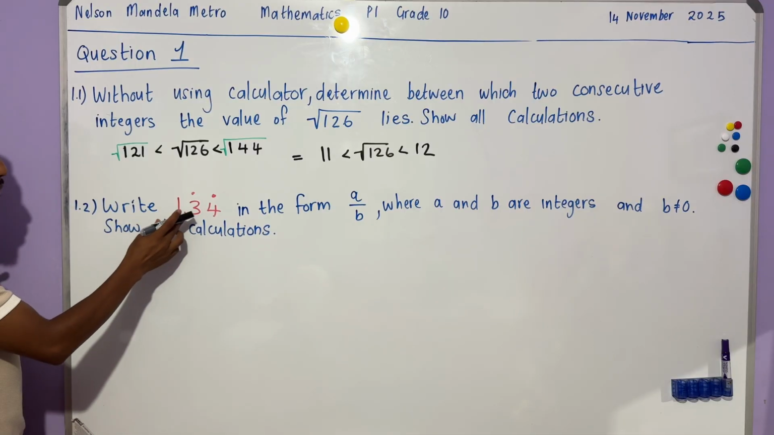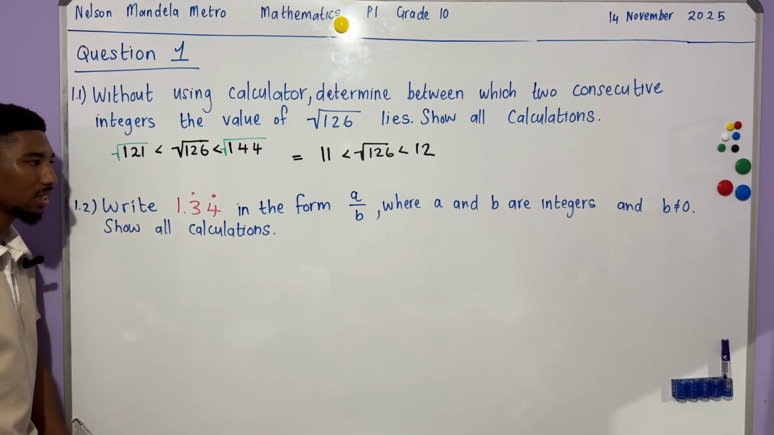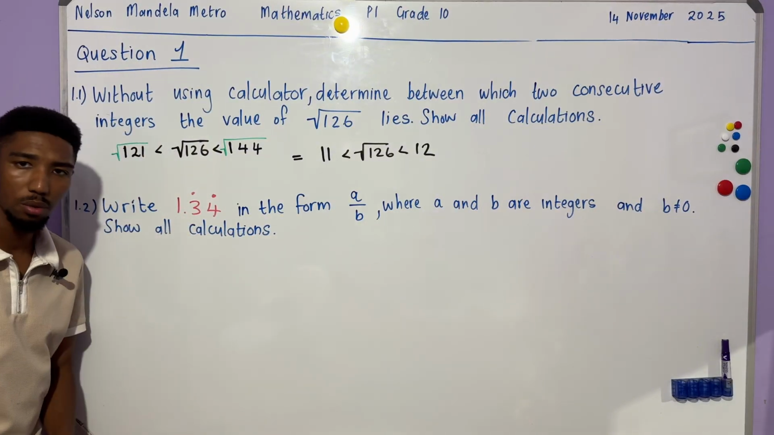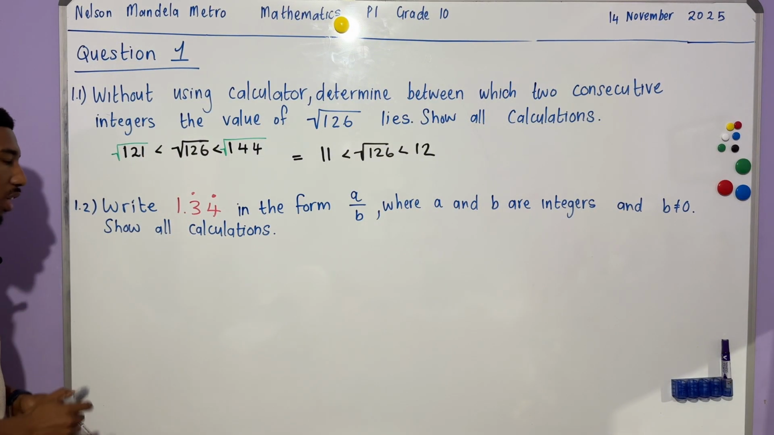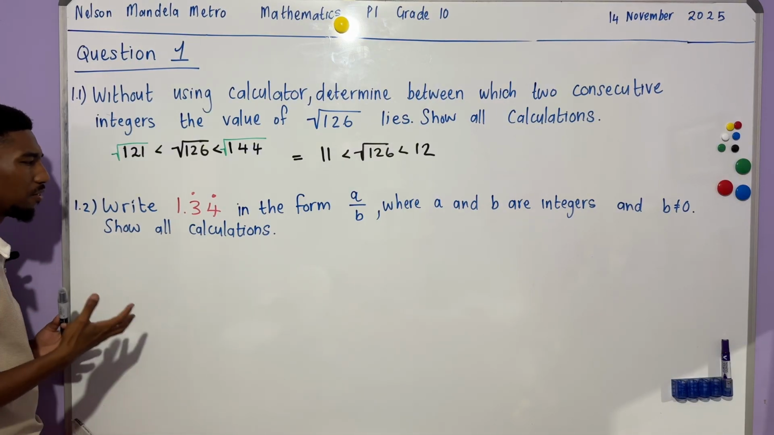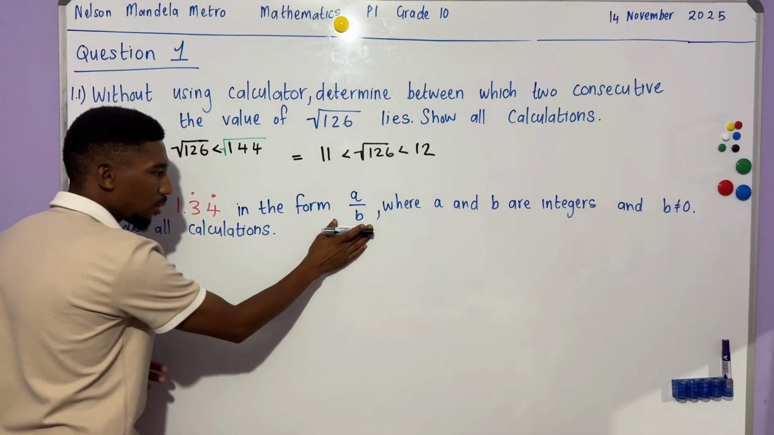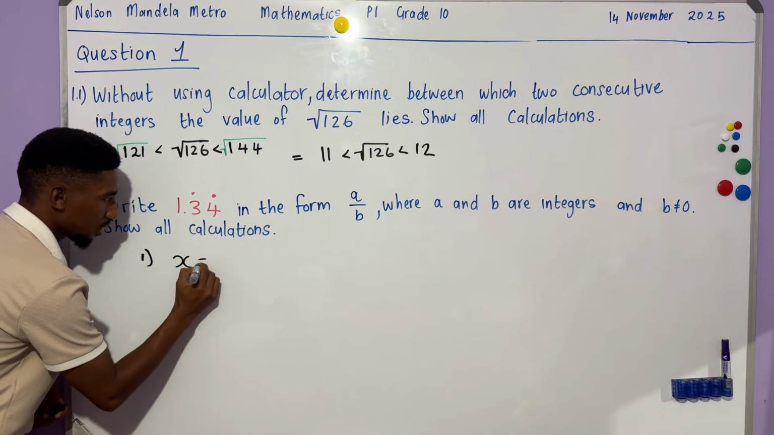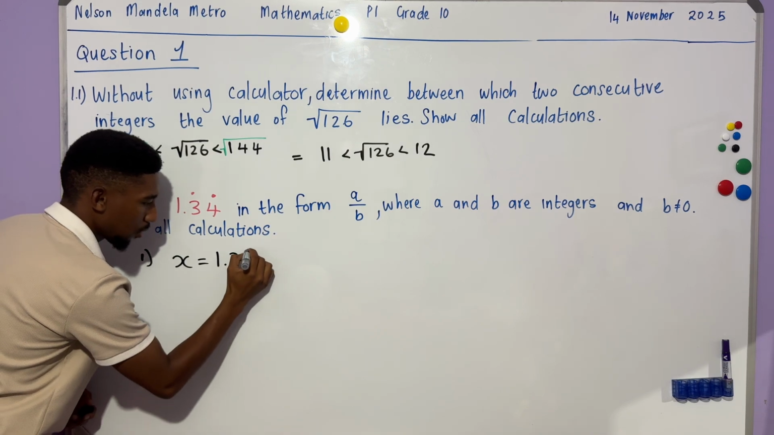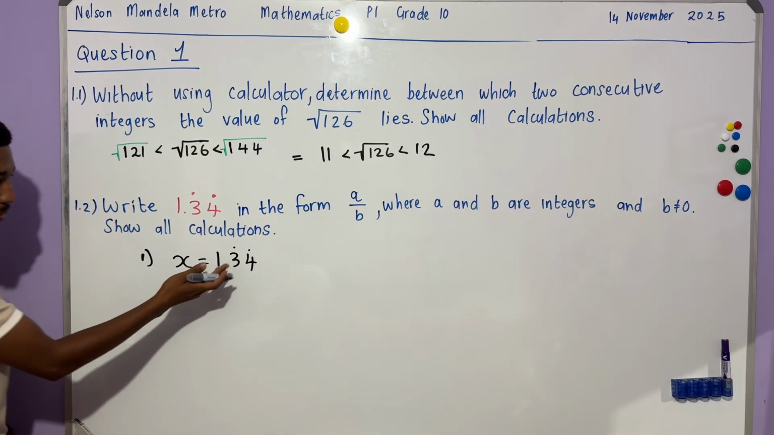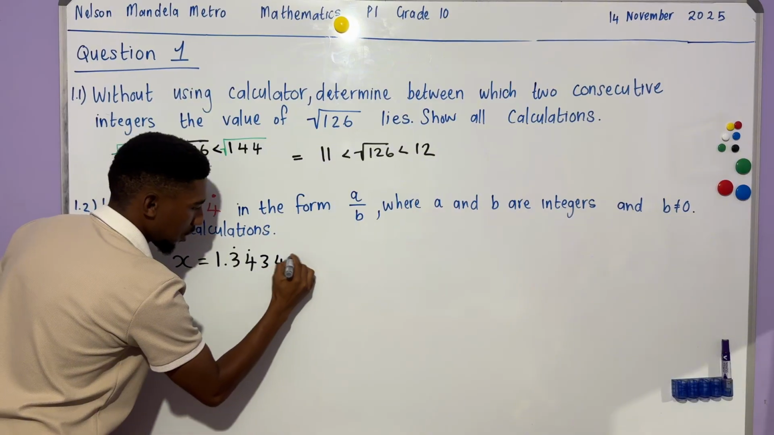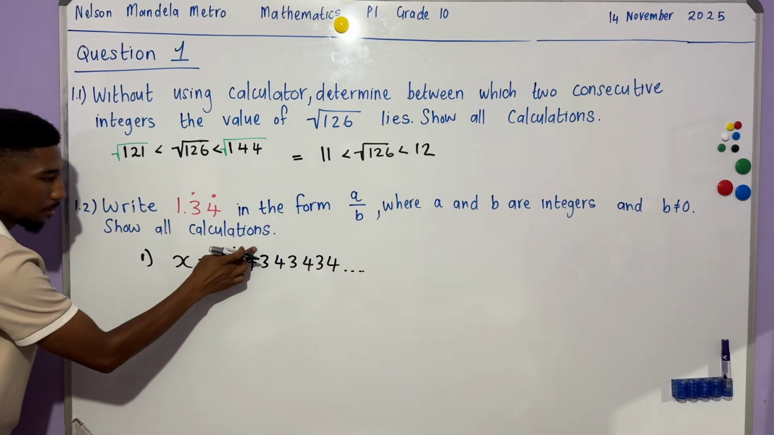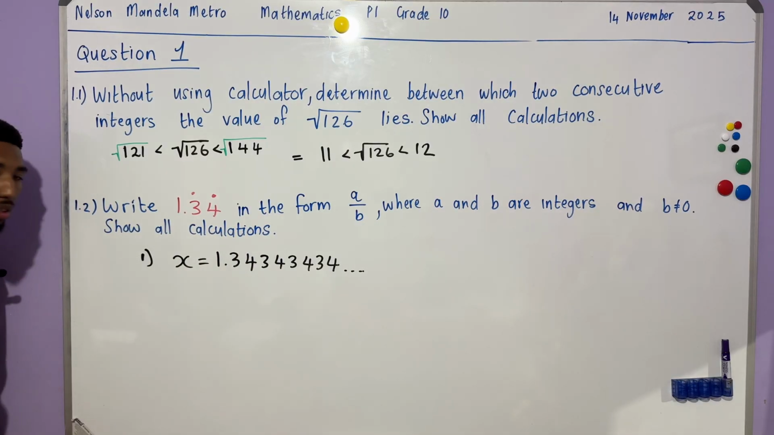It says, write 1.34 recurring in the form a over b, where a and b are integers and b is not equal to 0. Show all your calculations. The first step for a question like this, we want to convert this decimal into a fraction. We first create the first equation that says x is equal to 1.34 recurring. This simply means it's 1.34, 34, 34, 34 up to infinity. So that is our first equation.